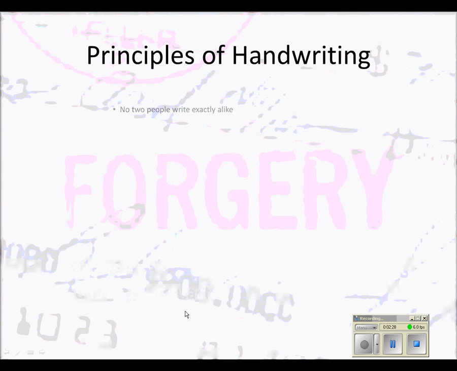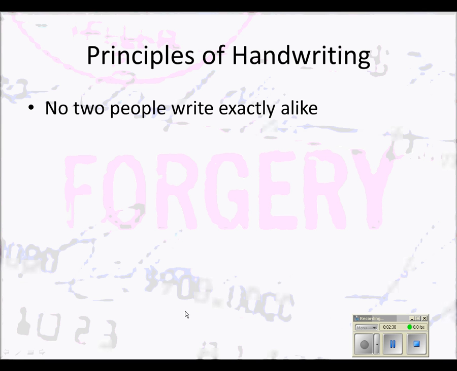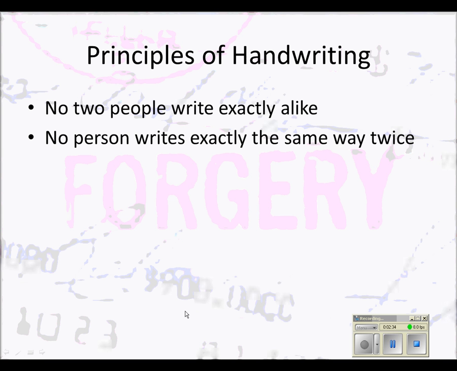There are some principles of handwriting that we look at. No two people write exactly alike, and people are never going to write the same way twice. So even if you look at your handwriting from a class in the morning to a class in the afternoon, you'll see that there are some variations in your handwriting. And a graphologist is somebody that's going to study the shapes of your writing to try and divine personality. It's not really a science, but it's something that people try to do to get a profile.